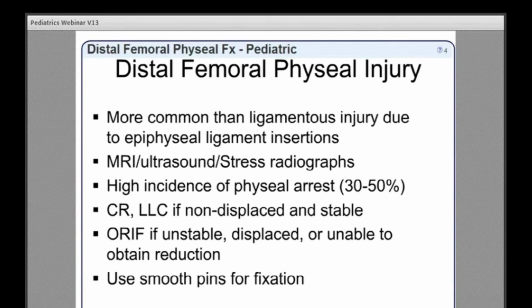The pinning can be extraphyseal if possible with a large Thurston-Holland fragment like the case that was displayed. If it is a Salter-Harris 1 type injury or a Salter-Harris 2 with a small metaphyseal fragment, then smooth pin fixation that crosses the physis is appropriate.